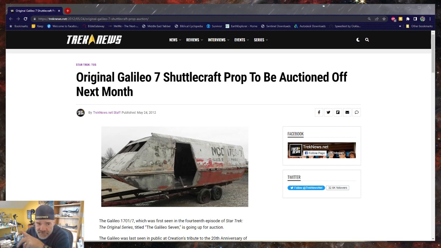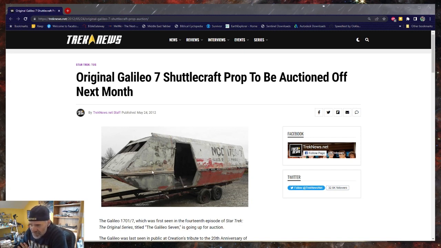Now, many of you Star Trek fans probably knew about this way back in 2010-12 about the restoration of this particular set piece of the Galileo that went up for auction. Okay, I'm not going to talk too much about the history, there are other people doing histories of the Galileo videos, but I'm concentrating on the set piece itself.